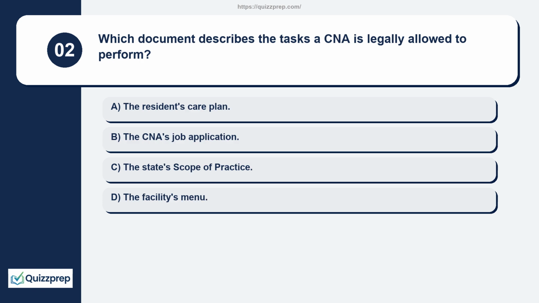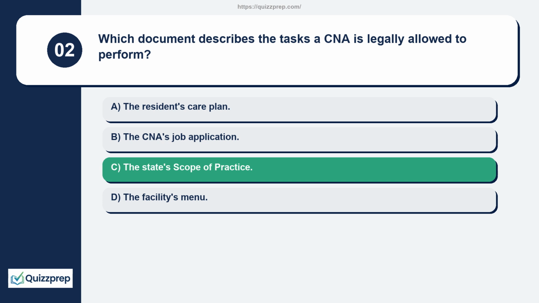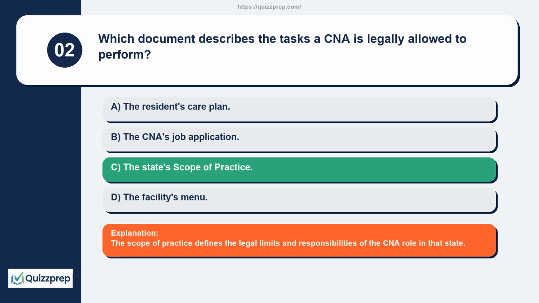Question 2. Which document describes the tasks a CNA is legally allowed to perform? The Residence Care Plan, the CNA's job application, the state's scope of practice, the facility's menu. The scope of practice defines the legal limits and responsibilities of the CNA role in that state.